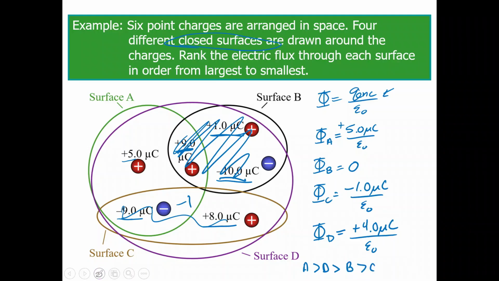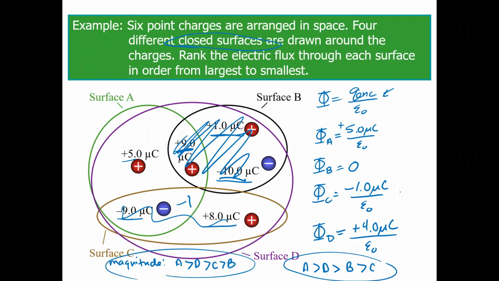Now, if it asked to rank the magnitude, that is a different question. You would ignore the positives and negatives, and that would be A is bigger than D, which is bigger than C, which is bigger than B. So 0 flux would be the smallest in that case. All right, so you just have to be careful. This is asking just for flux. This is asking for the magnitude of flux.